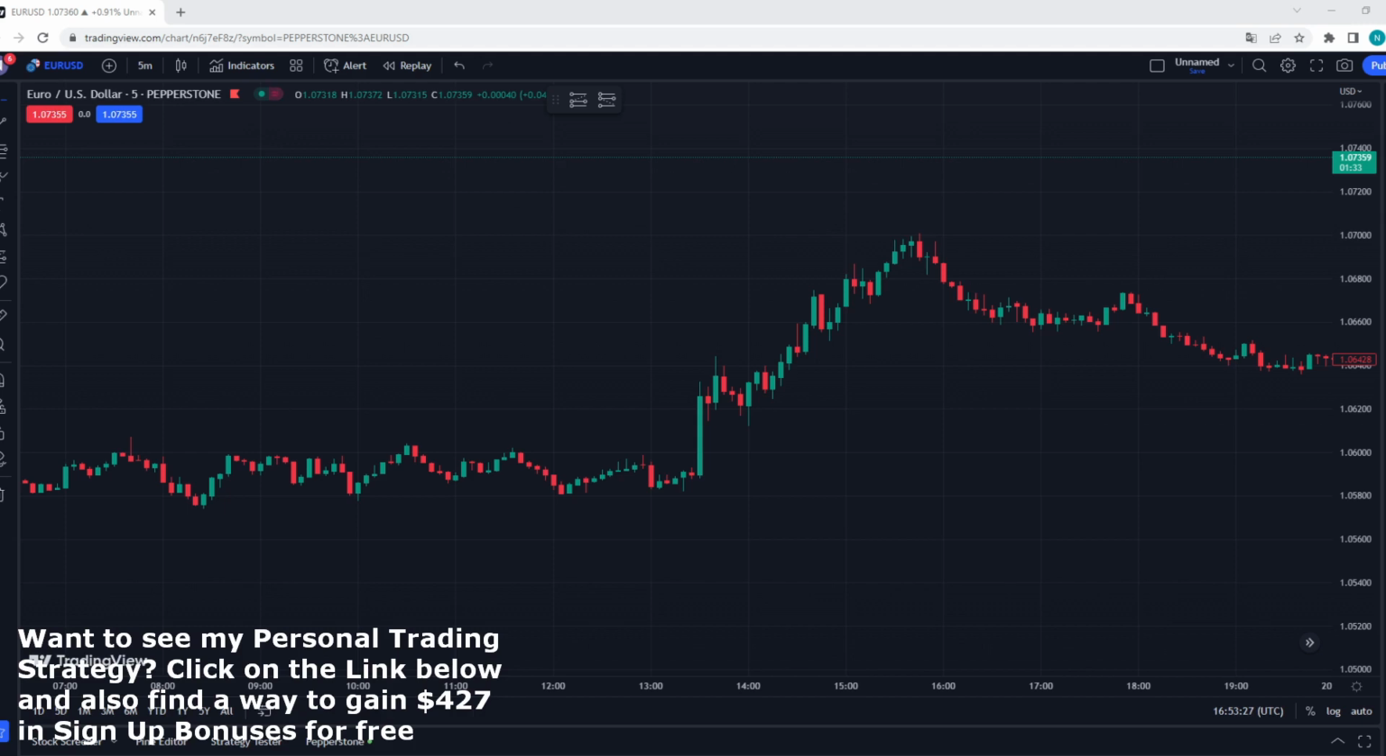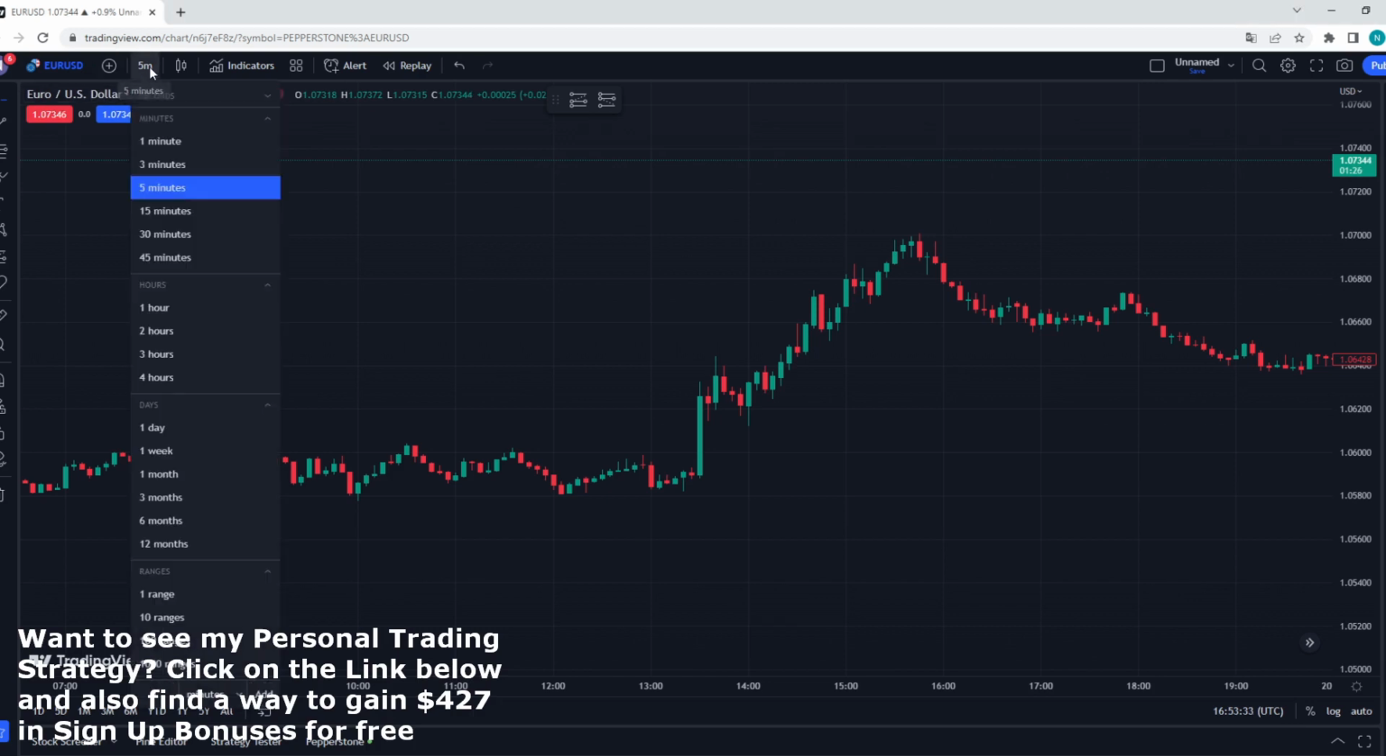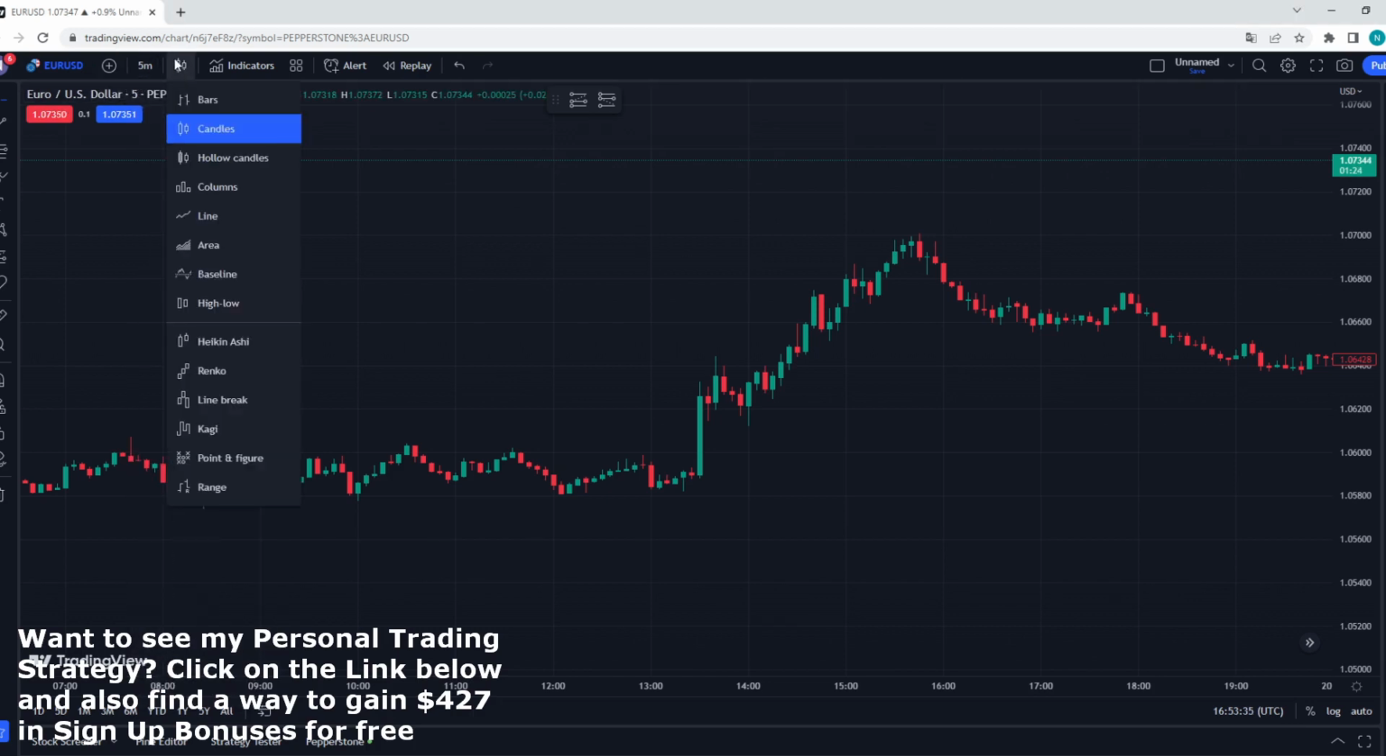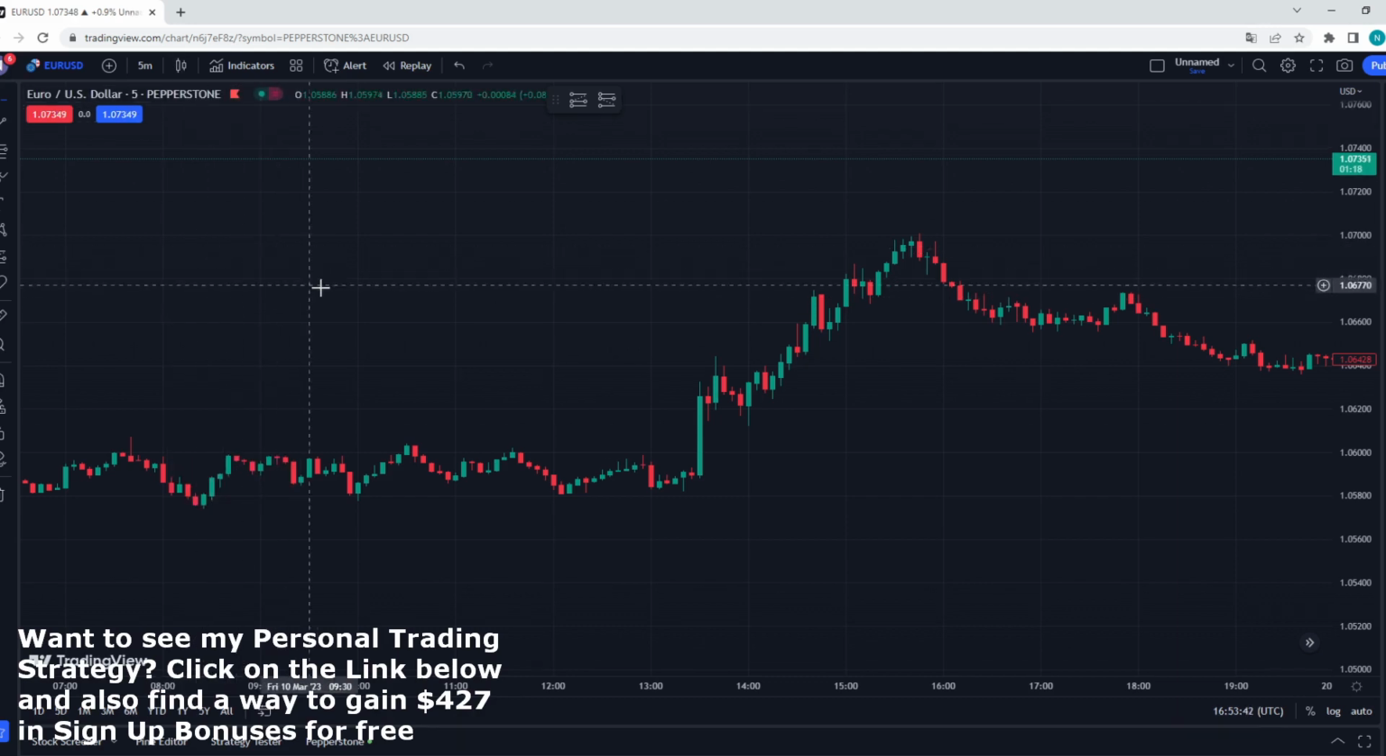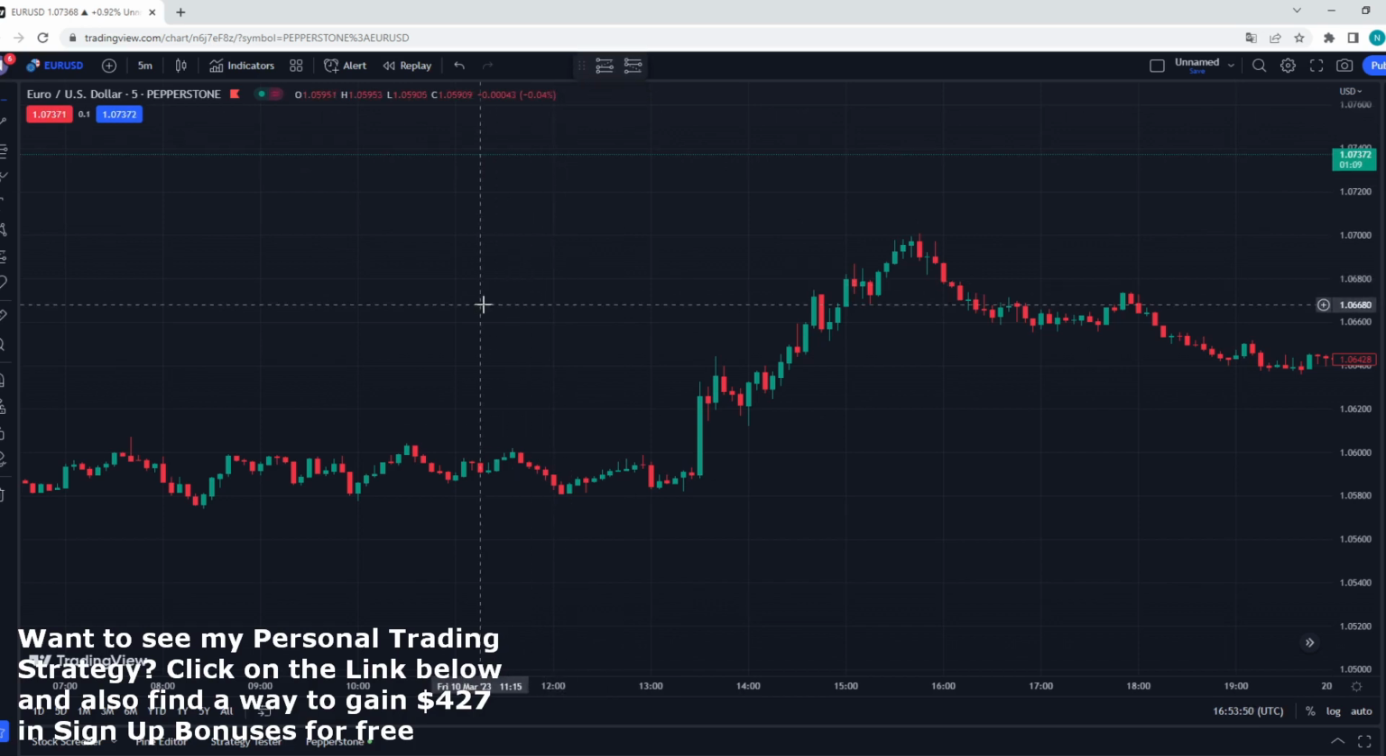For our demonstration purposes today, I will use the Euro US dollar market, as you can see over here, in the 5-minute time frame. And we will use the normal candles, so no Heikin-Ashi candles or anything else, just the normal candles, and we will be good to go. So this is our, let's say, primary setup, and let's start right away with loading our indicators.